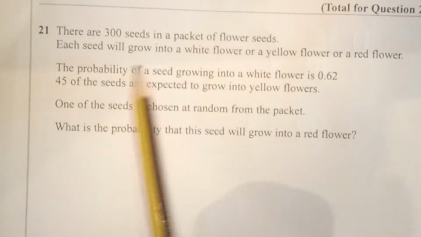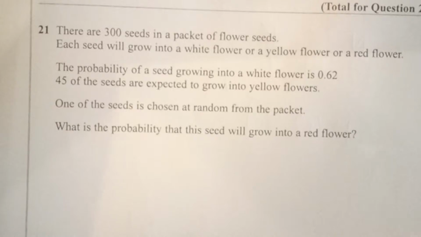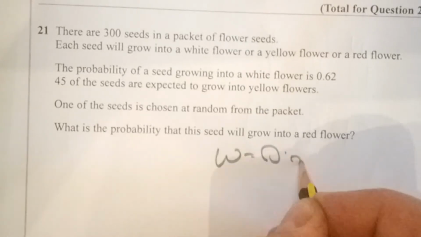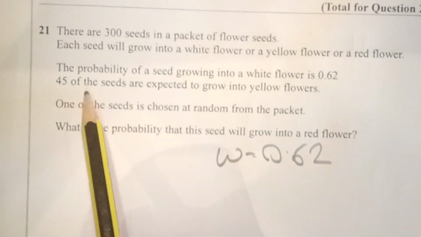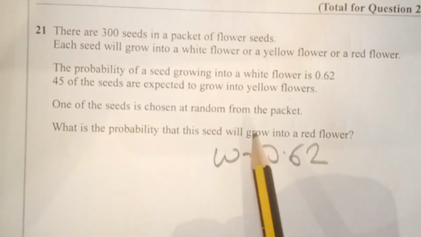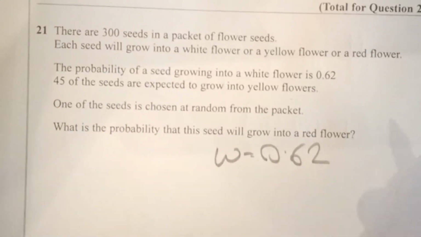300 seeds in a packet of flour. Right, each seed will grow into white, yellow or red. Probability of a seed growing to a white flower is 0.62. I'm going to write that down. 45 of the seeds are expected to grow into yellow flowers. One of the seeds is chosen at random from the packet. What's the probability they'll grow into red?